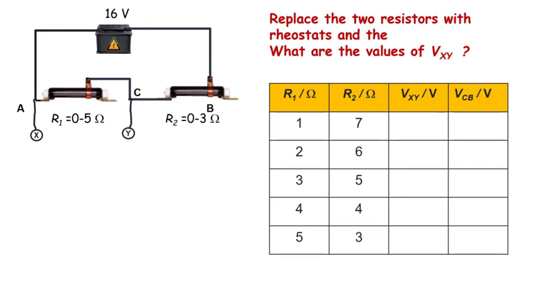Let us now replace the two fixed resistors with two variable resistors such that the sum of R1 and R2 is always 8 ohms. Can you fill in the table given? Pause the video and fill in the table. When ready, play the video again to check your answers.